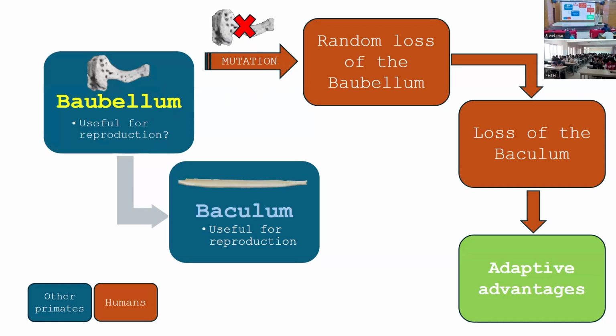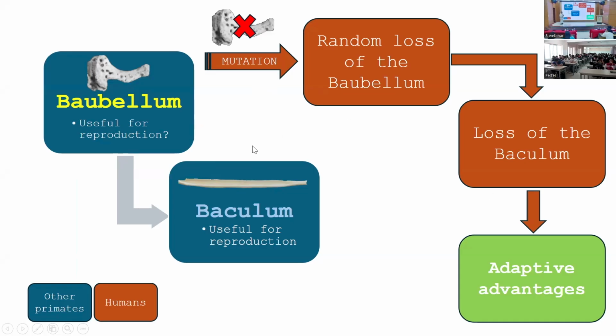For example, do you know that we lost the tail? We do not have the tail. We have some little bones which are the ancestor of the tail in our sacral part of our body, but we do not have the tail because the tail for us is useless. So we lost it. And this could be exactly the same for the baculum, that it has been lost by chance because it was useless.